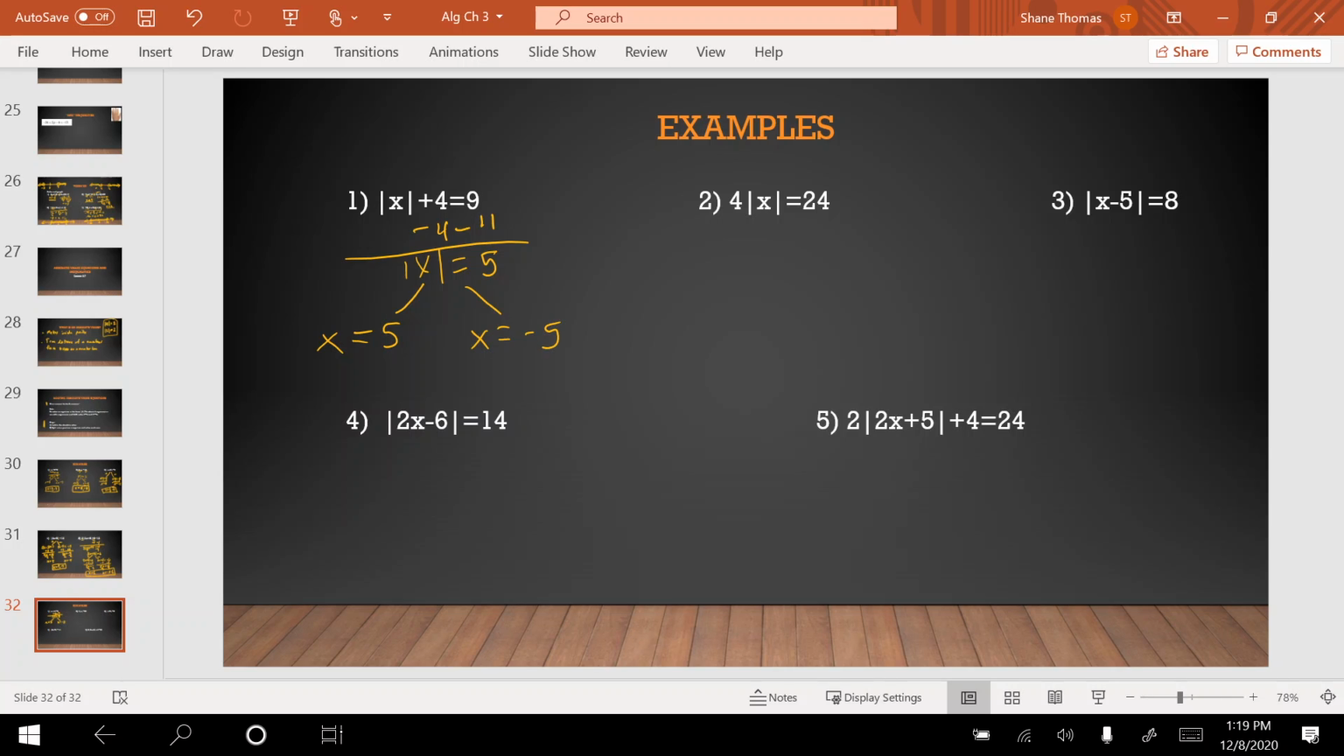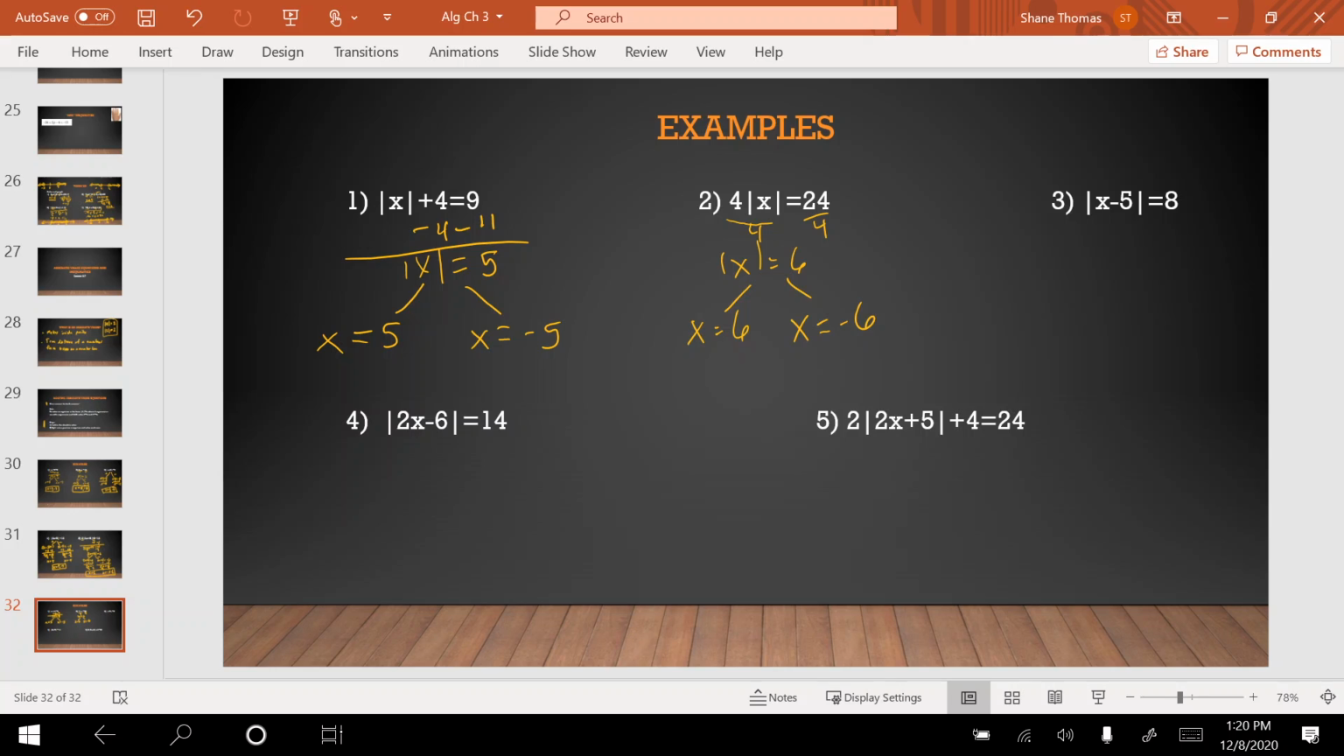How many of you got the first one right? There we go. I like it. Next one, what do we have to do to this one? Go ahead, spit it out. You have to divide by 4. Perfect. And then you divide it with 24, and that gives you 6. And then you split it, you have x equals 6, and x equals negative 6, which is the answer. Good. Positive 6 and negative 6.